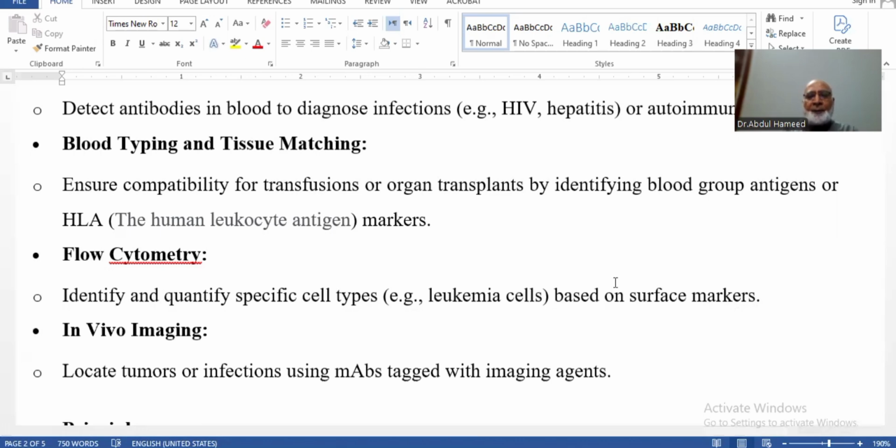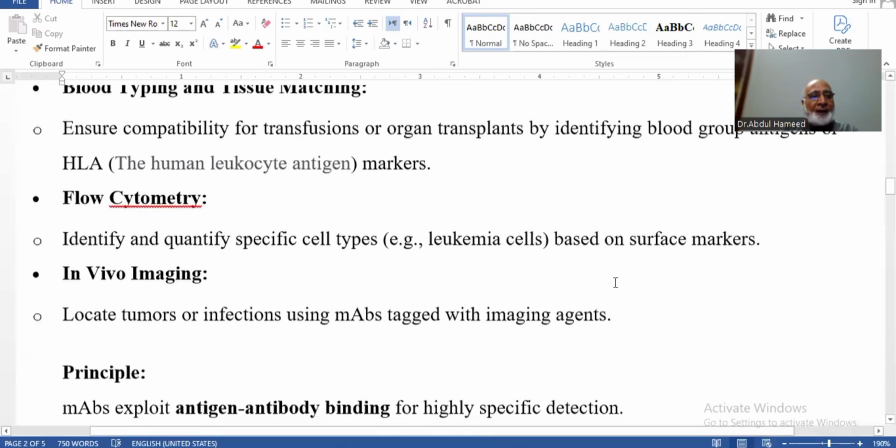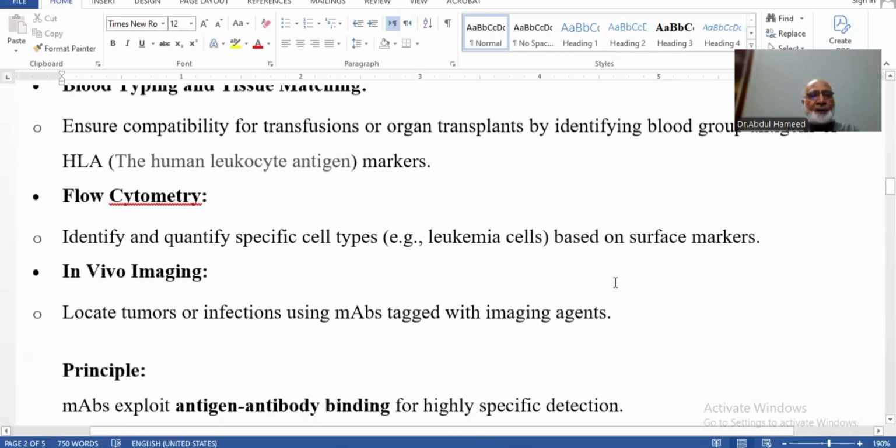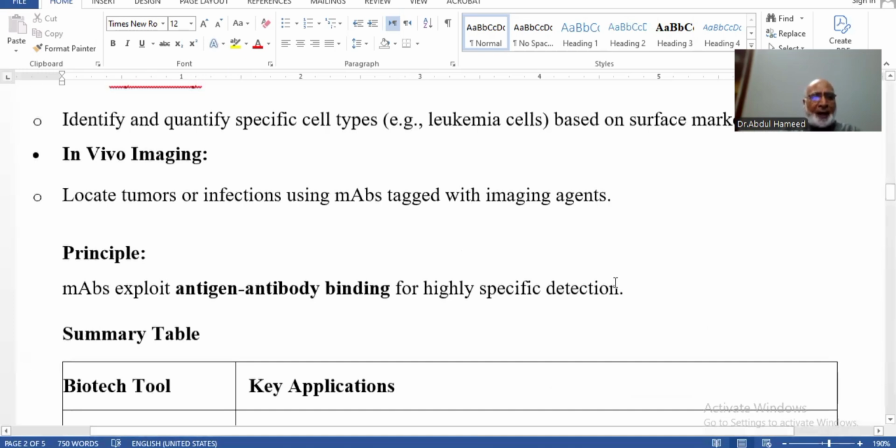And it may give us the idea about the number of those cells and their shape and the markers. So this is very rapid and easy, but quite expensive. In vivo imaging locates tumors or infectious agents using monoclonal antibodies tagged with imaging agents. We may use them as PET scans and through MRI machines. The principle behind it is that monoclonal antibodies exploit antigen-antibody binding for specific detection purposes.